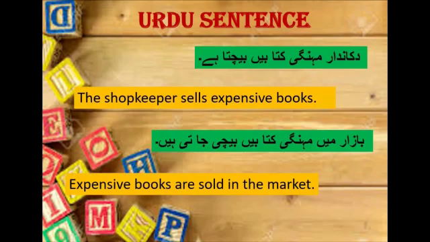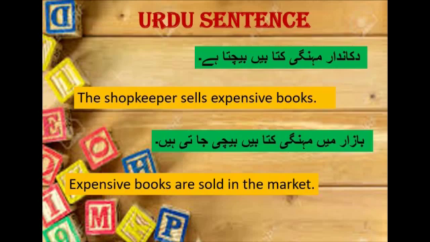How to deal with Urdu sentences. The first is the example of simple present tense. And here the first sentence is दुकानदार महंगी किताबें बेचता है. And the second Urdu sentence is बाजार में महंगी किताबें बेची जाती हैं. So in the first sentence we can see that दुकानदार is the shopkeeper, meaning that is the subject. महंगी किताबें बेचता है. So the shopkeeper sells expensive books. Here we have the subject, we have the verb, and we have the object as well. So it is active voice.